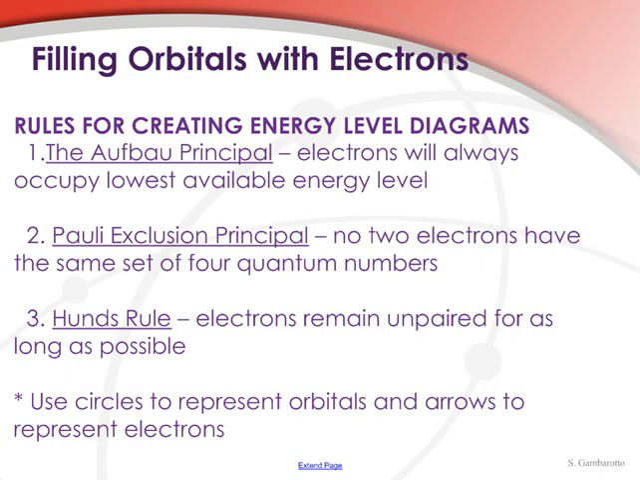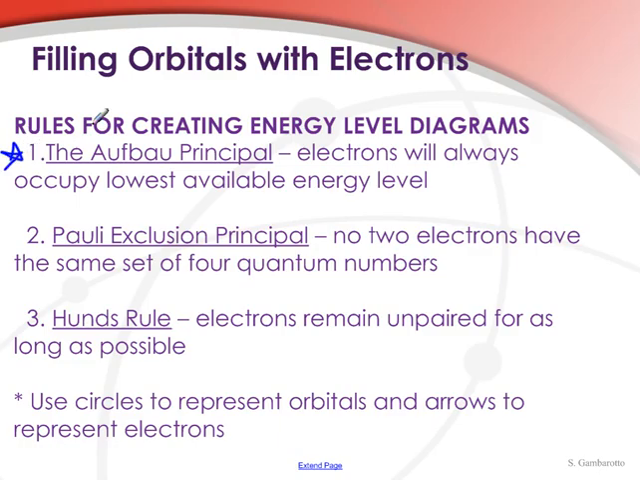Alright, so let's start filling orbitals with electrons. There are rules. Here's the Aufbau principle, the Pauli exclusion principle, and Hund's rule that you're going to need in order to create these energy level diagrams and draw electron configurations. That was our learning goal. You need to know these 3 rules. You will be asked them on a test.